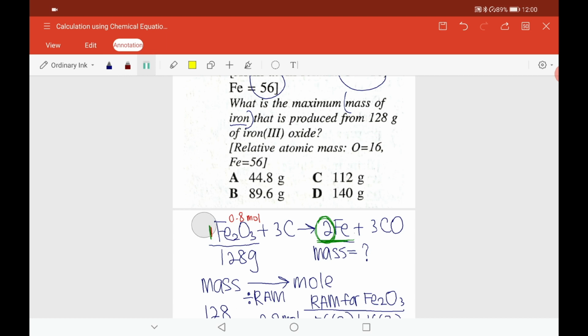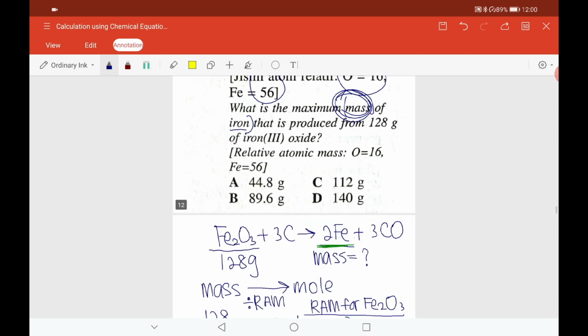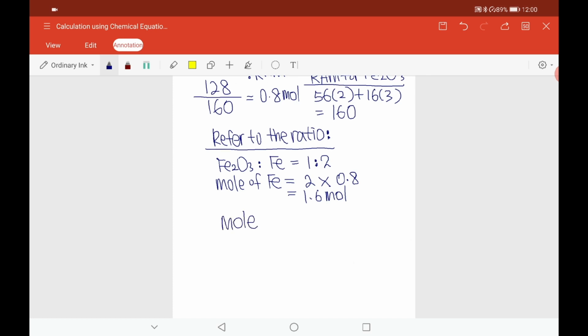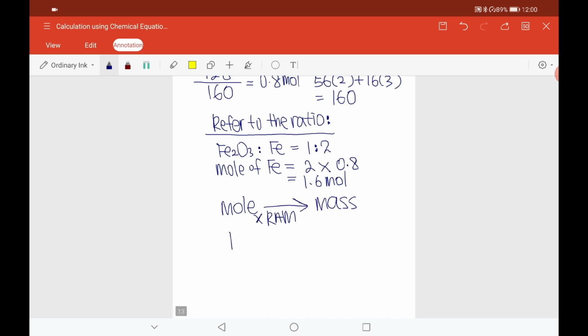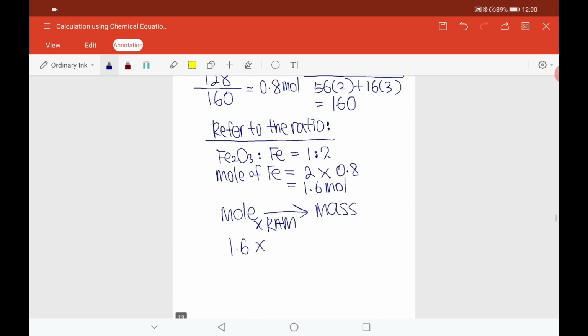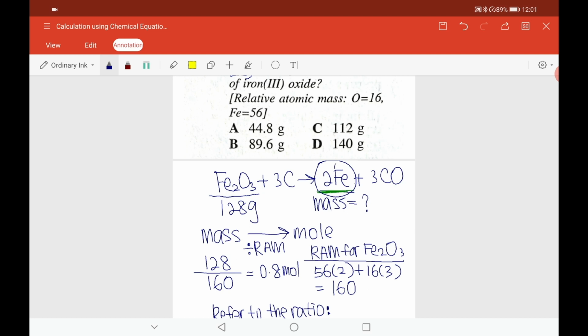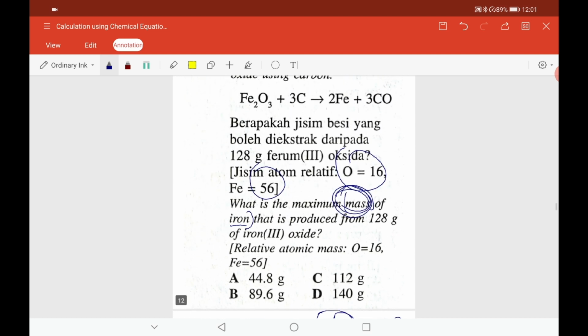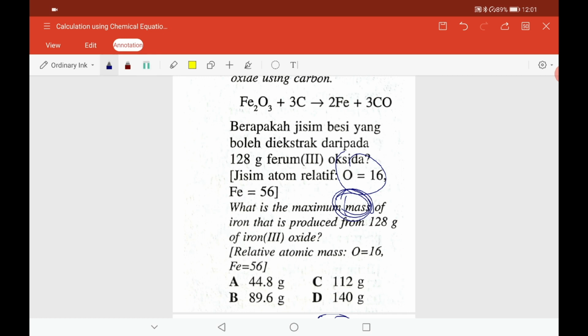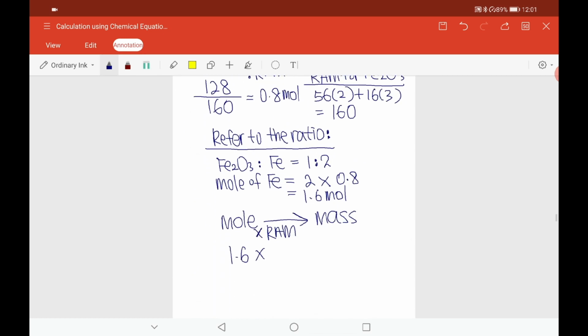In the end, the final answer they want is not the mole. They are asking for the mass. Now that we have the mole, we can convert the mole to mass using RAM. Mole changes to something else by multiplying. So our mole is 1.6 multiplied by the RAM of this substance, which is iron. The RAM of iron is 56.